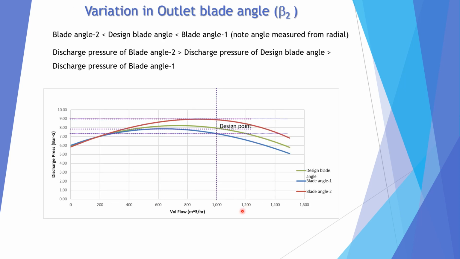Now let us see the graph. The x-axis is the volumetric flow, the y-axis is discharge pressure. You can see the blade angle beta 2. Blade angle 2 is less than blade angle 1, which is less than the design blade angle. All are measured from the radial. You can see the red line, which has a blade angle lesser than design, will produce more discharge pressure, and the blue line, which has a blade angle greater than design, will produce less discharge pressure for a particular flow.